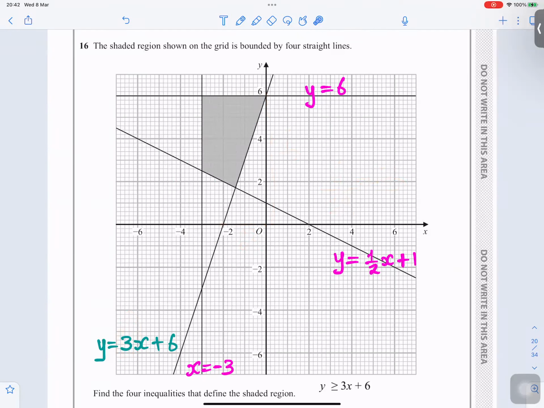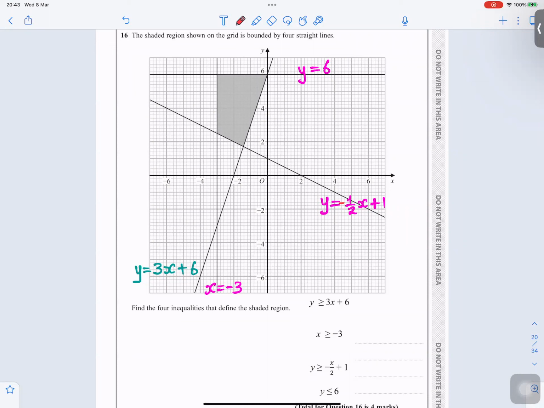For this other one, it passes at 1 there, so that's how we got the 1. The intercept is 1. For the gradient, we can pick a triangle which would be easier to work with, this little triangle there. We got 2 there, 1 there. Gradient is 1 divided by 2. Because the line is sloping downwards, it should be negative: minus 1 over 2. So that gradient is minus 1 over 2, and the line is minus 1 over 2 x plus 1.